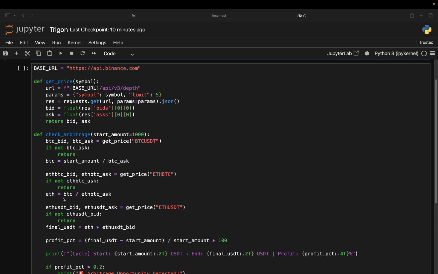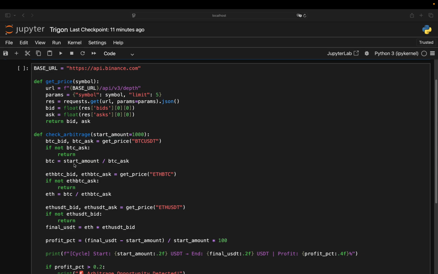This is our BTC, and then we use BTC divided by the ask price for ETH/BTC, and we got ETH. And with that, we would just get the amount of ETH we would receive. Step 3, we now sell the ETH back into USDT. So we just pass ETH/USDT to the get price function to get the bid and ask. And now we just use the bid price as we are the seller, and we multiply the amount of ETH by the ETH/USDT bid, which will give us the final USDT value.